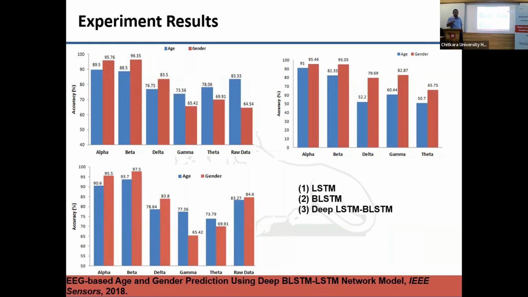97.5. So that means if you give the signals, almost 98% of the time I will be correct. But note that this data was collected in a controlled environment. I'm not saying that someone will wear this device and go to a market, and I will still get 97%. It's not possible. So this EEG is still working in a controlled environment.